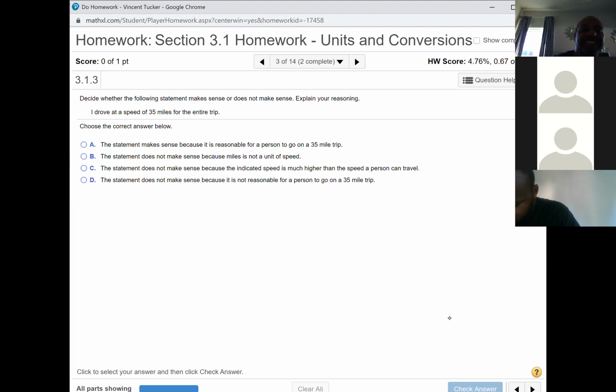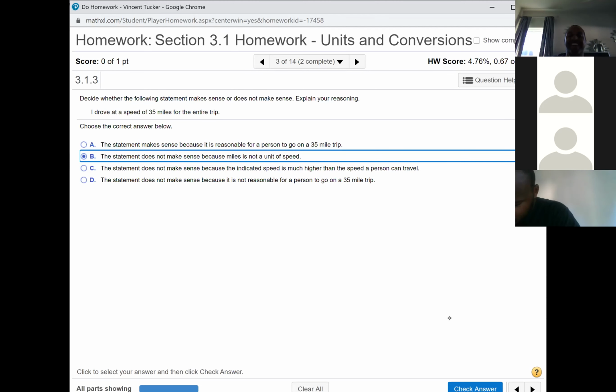Jeez, you drove that long for the whole trip? That's crazy. Didn't increase or nothing. Look at B: the statement does not make sense because miles is not a unit of speed. Yep. It didn't say miles per hour. It just said drove a speed of 35 miles. That's distance. So you would actually have to say 35 miles per hour if you're going to say it as a speed.